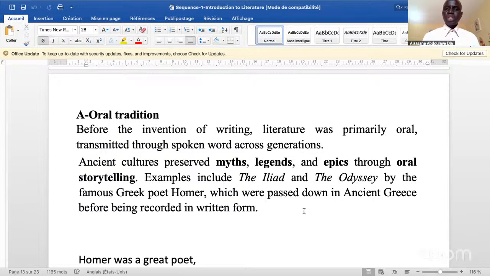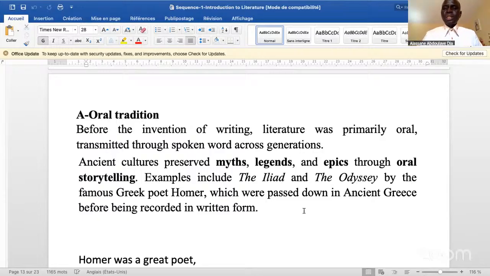So ancient cultures preserved myths, legends, and epics in oral storytelling. Even each of you in your society, Jola, Serer, Mandinka, Bainuk, or whatever, maybe when you talk to your parents, they tell you about the beautiful past. Myths, legends, epics, storytelling. Until my generation, we had the chance to sit around the fireplace and people tell stories.